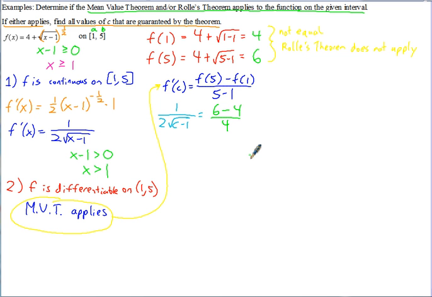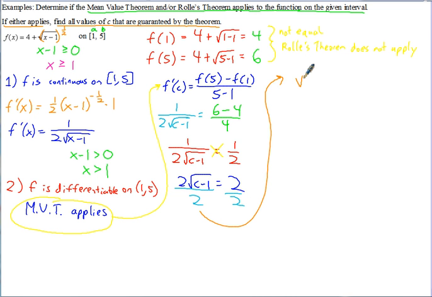And now we have an equation we can use to solve for c. So we have 1 over 2 square root of c minus 1 equals 2 fourths, which reduces to 1/2. And then probably the easiest way to go from there is to just cross multiply. So 2 square root of c minus 1 times 1 is just 2 square root of c minus 1. And 2 times 1 is 2. And we can divide by 2. That gives you the square root of c minus 1 equals 2 divided by 2, which is 1. To get rid of the square root, you can square both sides. So you get c minus 1 equals 1 squared, which is 1. Add the 1 and that gives you c equals 2.